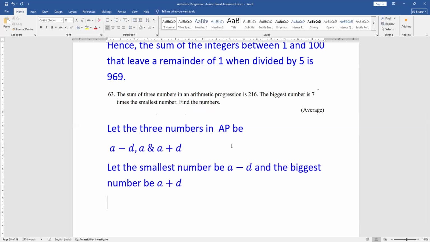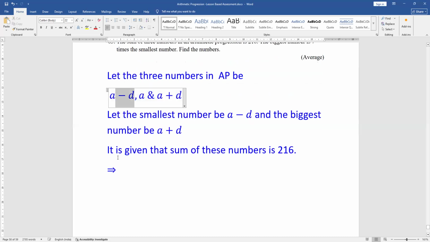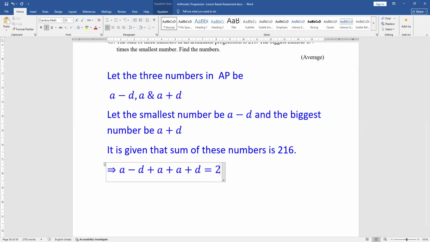Next, what is given is that the sum of these numbers is 216. Correct? It is given that the sum of these numbers is 216. So that means the next step I'm going to write like this. See, that is a minus d plus a plus a plus d. Okay, all these added together give you 216.